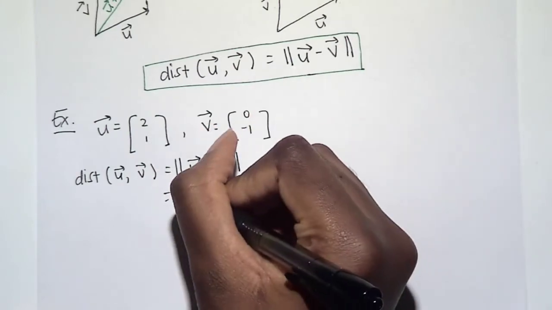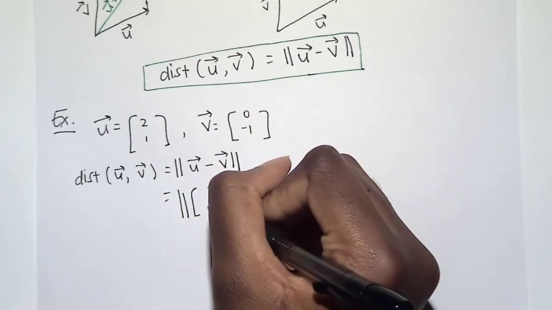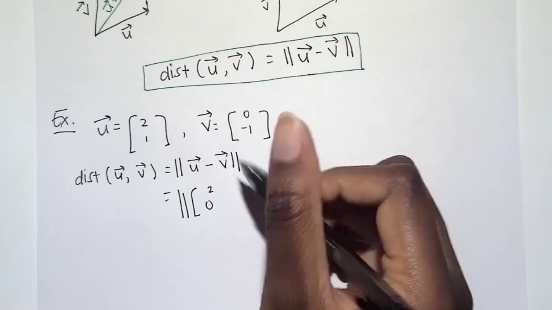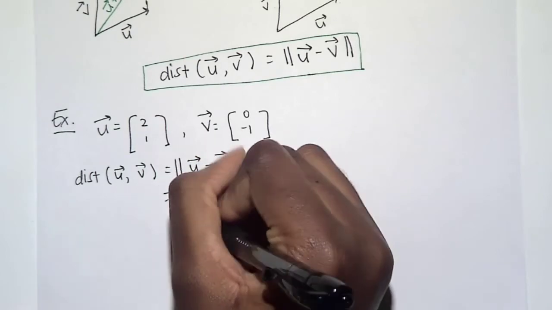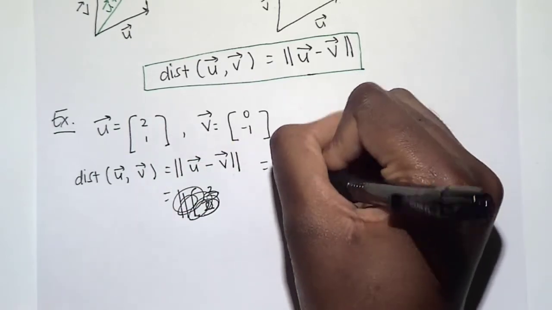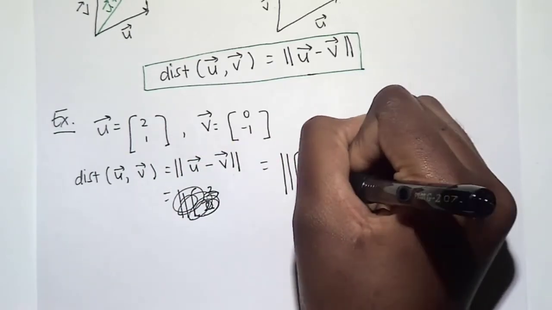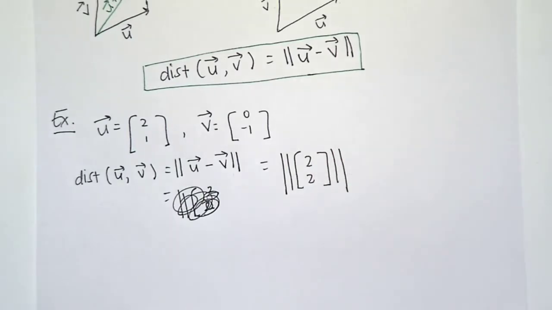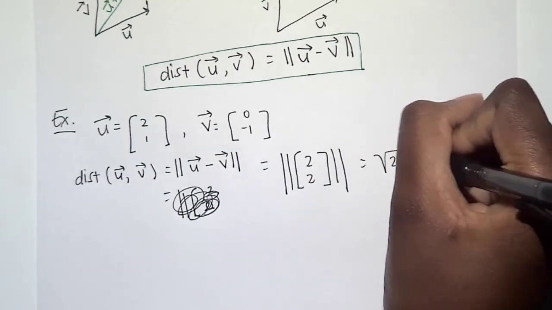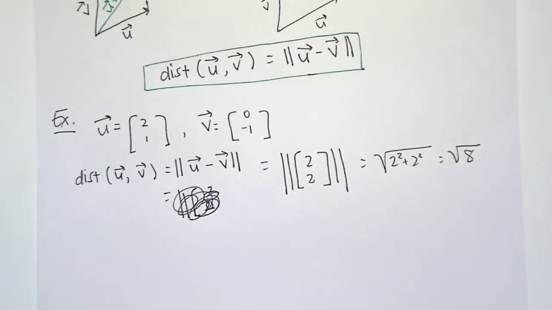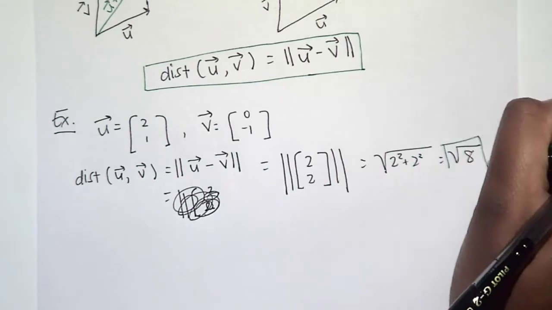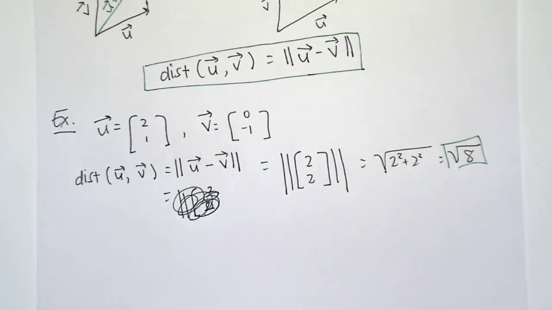So 2, and then subtraction, 2. Let me just rewrite this. 2 and 2. So we just need to find the norm of the vector 2, 2. Well, that is the square root of 2 squared plus 2 squared, which is the square root of 8. So the distance between these two vectors is the square root of 8.